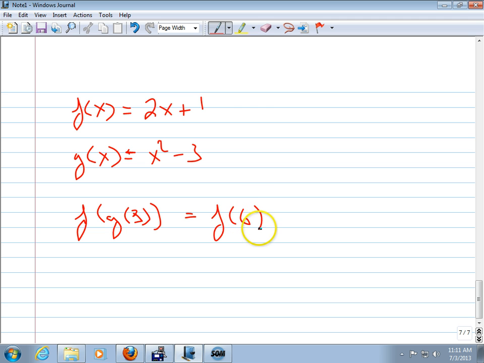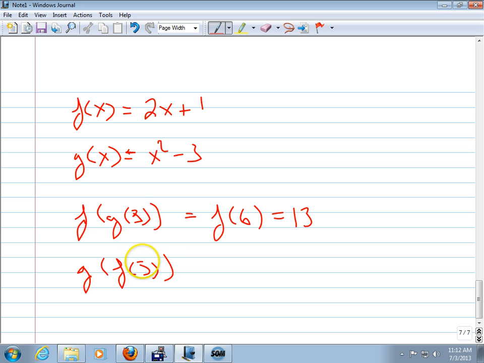So take 6 and plug it in where? Here. So 2 times 6, 12 plus 1, 13. That's what F of G of 3 means. But wait, is this the same thing? What's G of F of 3?